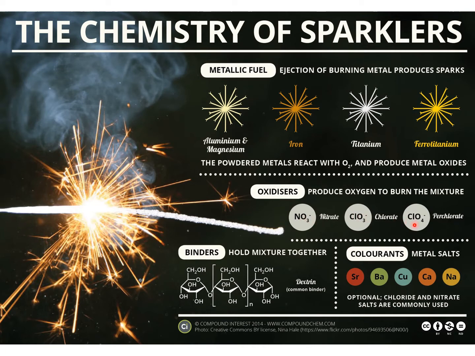These are your three oxidizers: nitrate, chlorate and perchlorate. And your binder holds the mixture together. Dextrin is a common one. Then here are some of your colorants. You've done your flame test here, so you'll know a bit about some metal ions which give colors and their characteristic colors. Barium is green, copper is blue, calcium is orange, and sodium is yellow. Strontium is red or crimson.